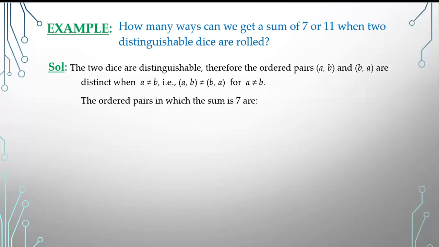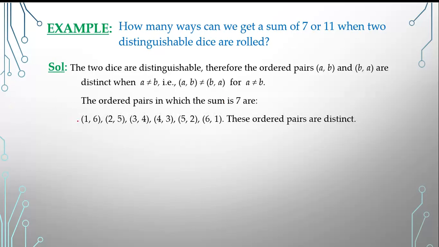So now here we have to take the sum 7. If we have to take the sum 7, the ordered pairs are like that: 1, 6, 2, 5, 3, 4, 4, 3. 3, 4 and 4, 3 are not the same, right? Because two different dice are here, right? So the total number of ways to get the sum 7 is 6.